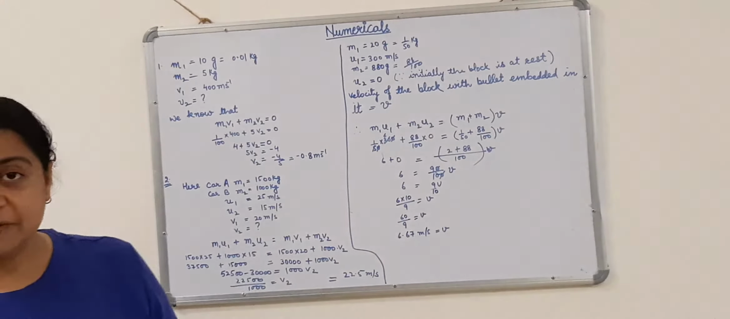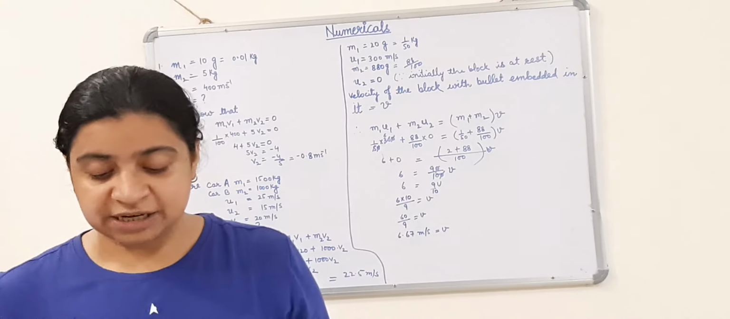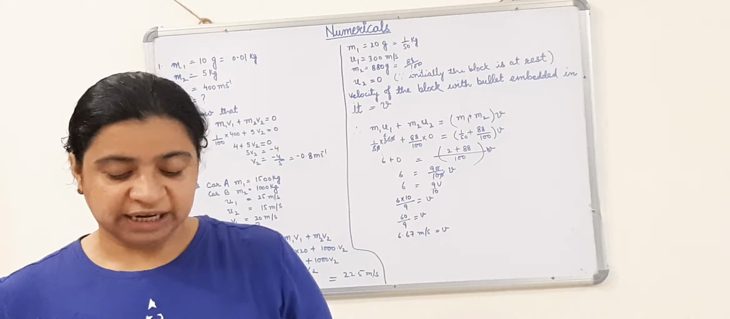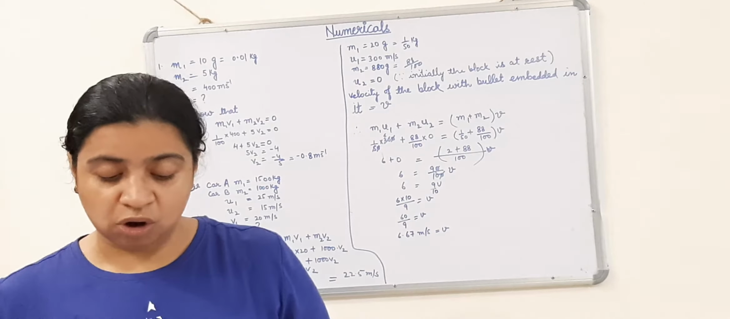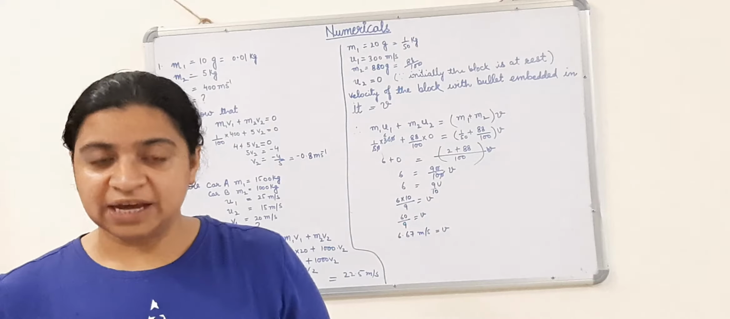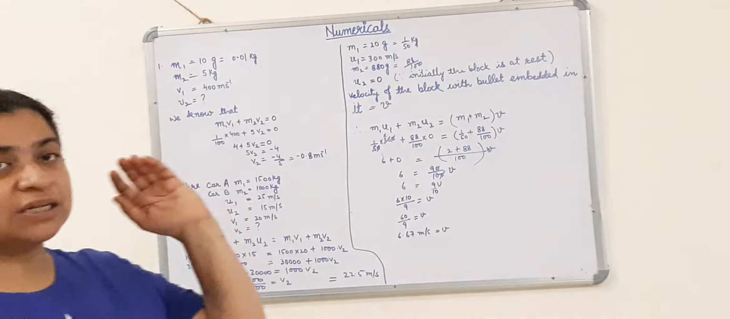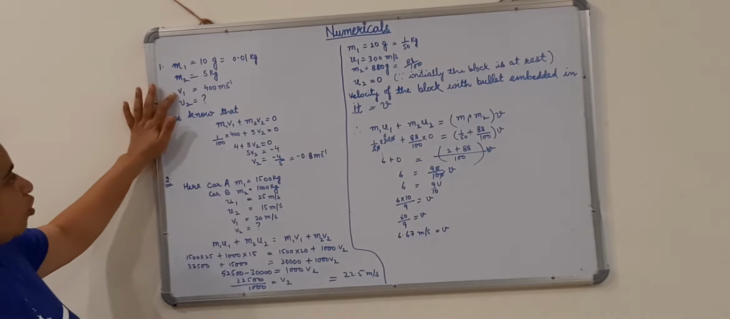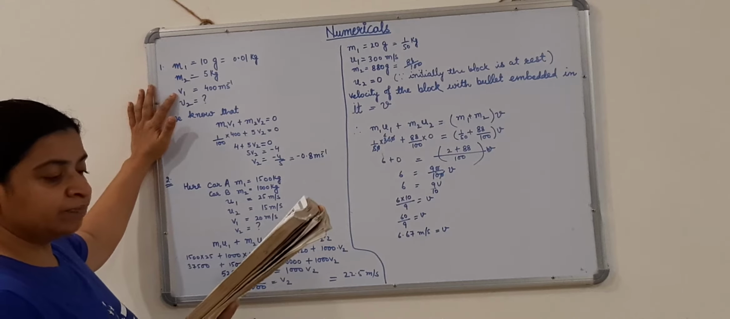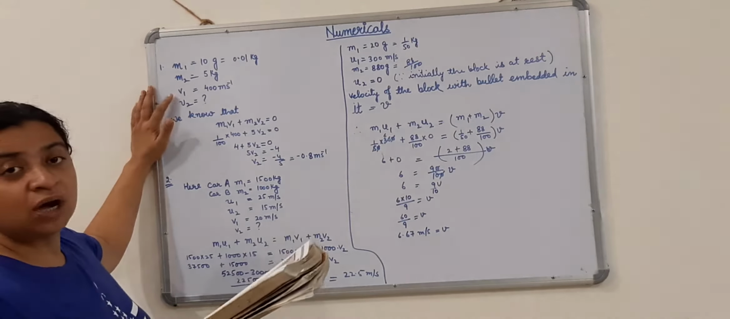Whose velocity are we talking about here? Children, I will read the statement again. Listen carefully. A 10-gram bullet is shot from a 5 kg gun with a velocity of 400 meter per second. That means the bullet is coming out with a velocity of 400 meter per second. What is the speed of the recoil of the gun?